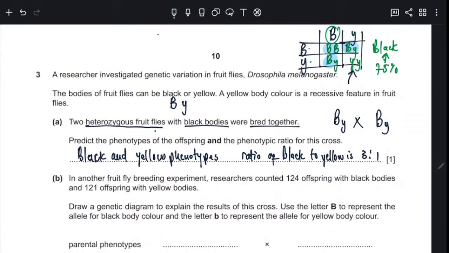Can I ask you, what is the phenotype when you get this BB? What do you see? What type of fruit fly is this? Obviously black, right? What about when it's By? It's black also, because black is dominant. You've been told that yellow body is a recessive feature. So that means black will be shown when it's there with yellow. So we are going to see a black fruit fly, and here another black fruit fly. So it's 3 black, 1 yellow. So don't make a mistake here.